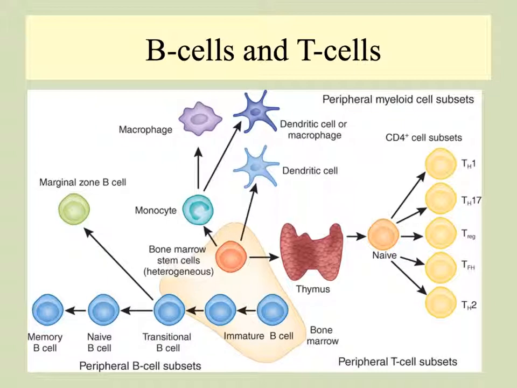B cells and T cells were mentioned as leukocytes or lymphocytes when we were talking about leukocytes. So leukocytes are white blood cells. B cells and T cells are lymphocytes. They are made in the bone marrow like all blood cells.